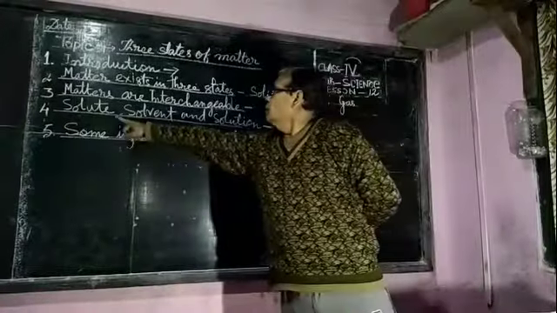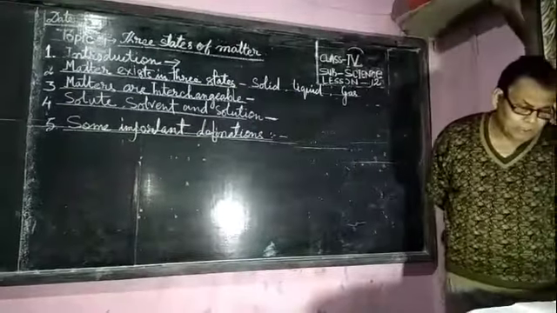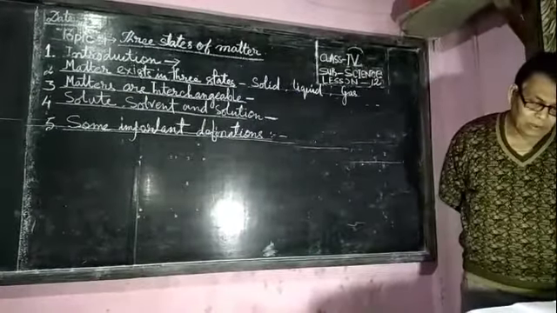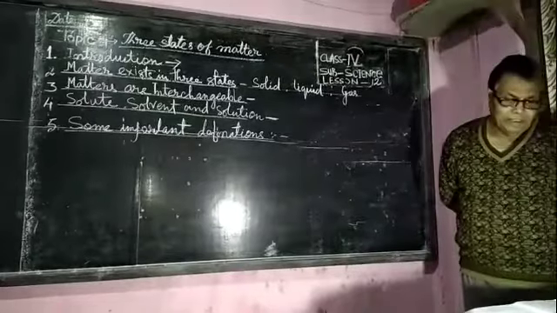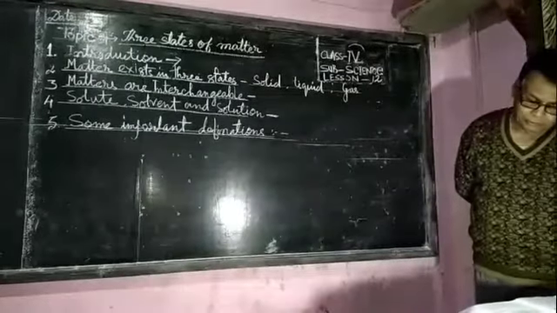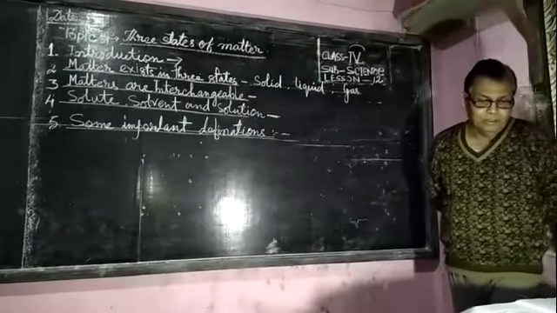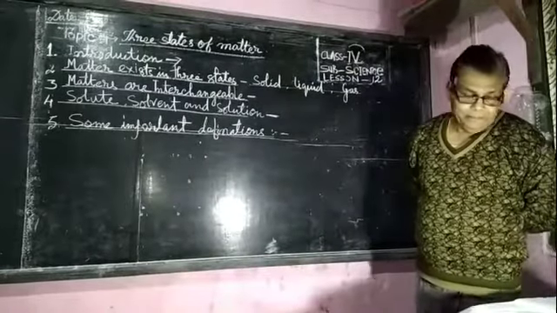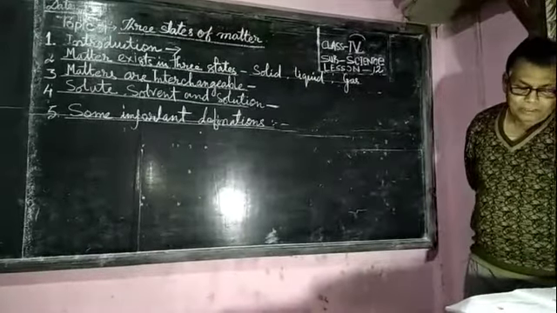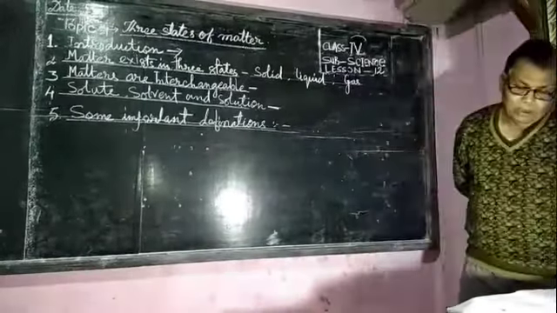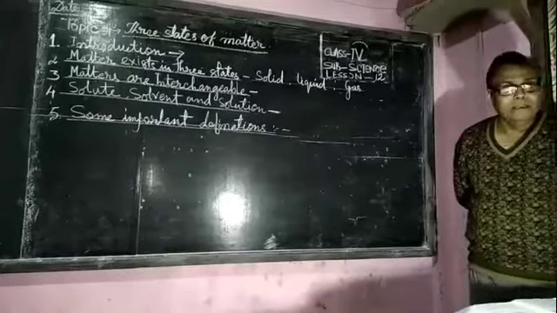Our next topic is solute, solvent and solution. What are these? Some solids mix easily with liquids or dissolve in liquids. The solid that dissolves in a liquid is called the solute. The liquid in which the solute dissolves is called the solvent. And the liquid obtained after dissolving a solute in a solvent is called a solution. A solution is always clear.